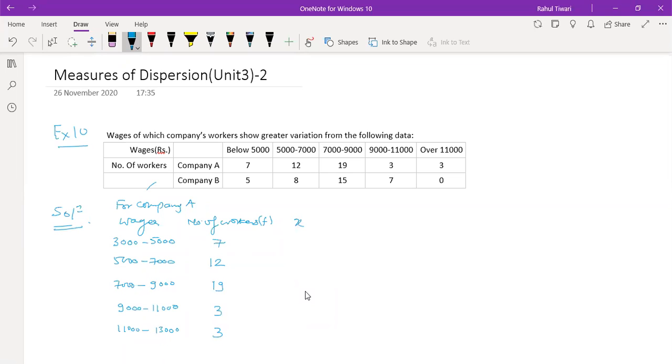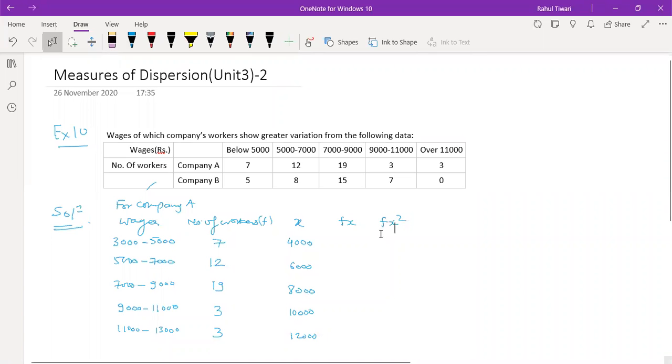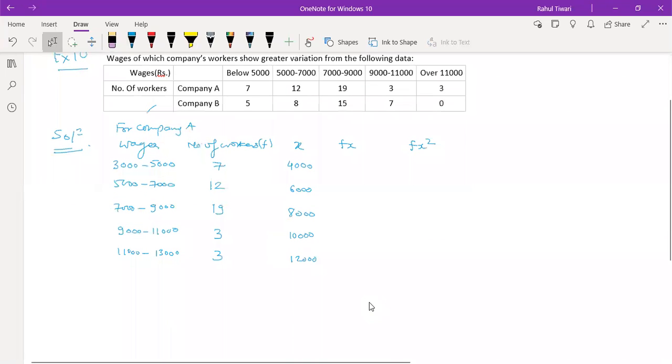From here, what would be X in this case? This is 4,000. This is 6,000. This is 8,000. This is 10,000. This is 12,000. Now calculate Fx and Fx square. I'll keep a little bit of space here because Fx will take a lot of space. You need to calculate this, and from here you may compute X bar, which is summation Fx upon summation of F, which turns out to be 7227.27. So you need to work on this.